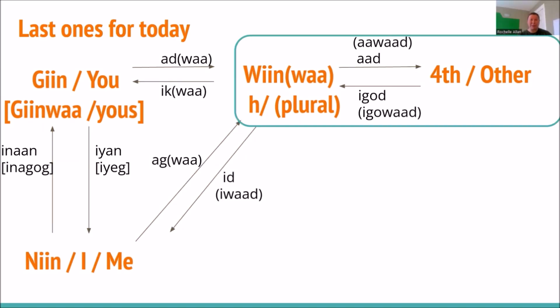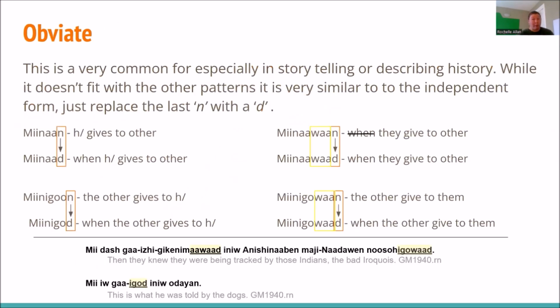So the last ones we're going to talk about today are our third person to our fourth person. So this is when someone is doing something to someone else. So I'm not involved, you, the person I'm talking to, is not involved. It's between that person and the other person. And this is really common in stories. It's also called the obviate.